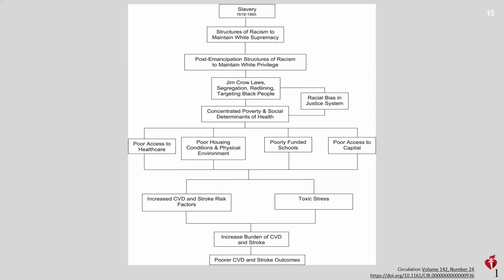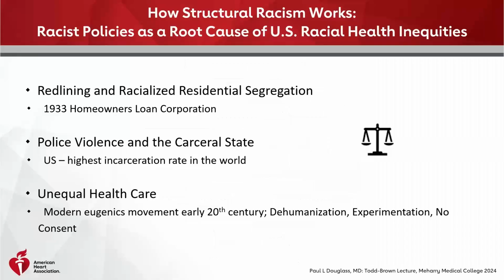And when I say that this was baked in, many of our laws actually helped to enhance this legacy of racism. We had the 1933 Homeowners Loan Corporation that basically redlined certain communities and racialized residential segregation. These communities were denied access to capital. There was very little integration, if you will, in terms of other ethnic groups being allowed to participate in economic development.